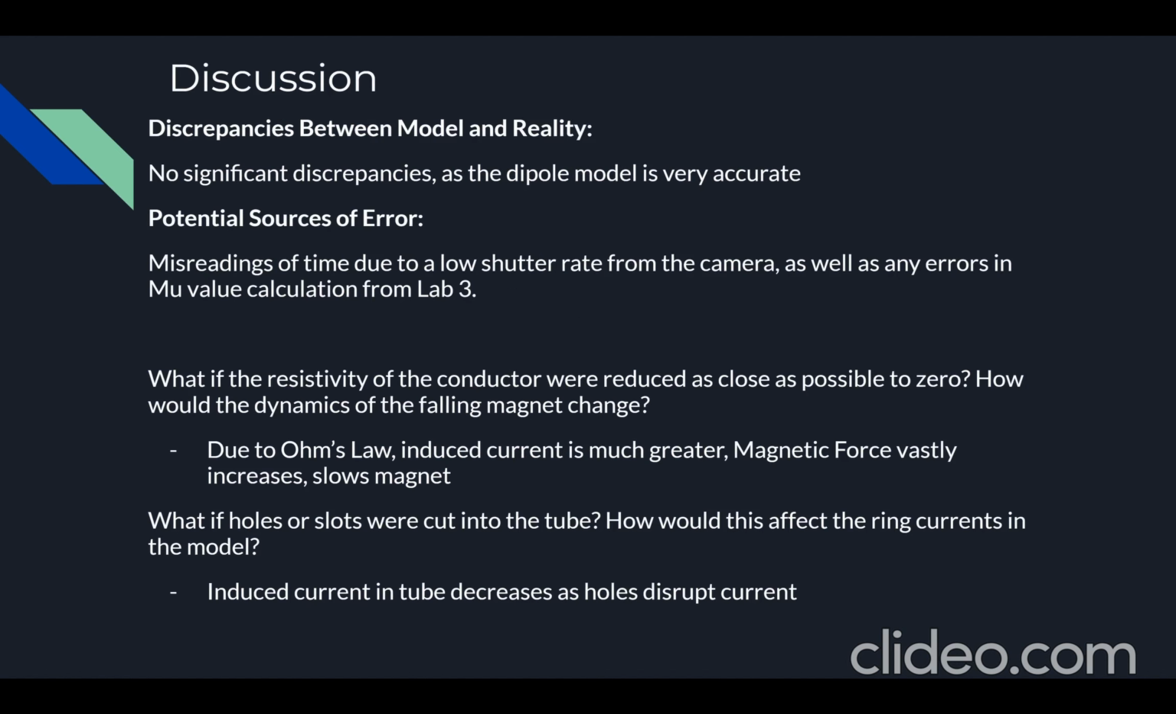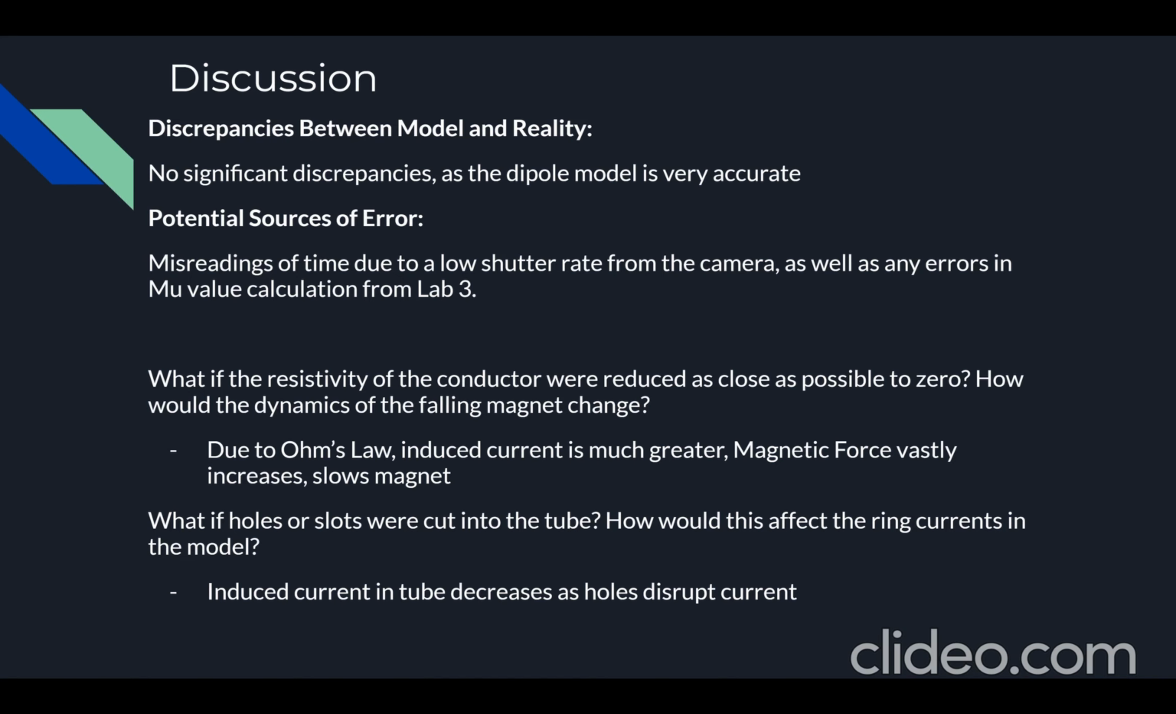And finally, there aren't really any discrepancies in the model. The only sources of error are kind of from the shutter rate of the camera or any errors in mu value calculation in lab 3. What if the resistivity was reduced to as close as possible to 0? The induced current would be much greater and the magnetic force would be much greater, which would slow the magnet a lot, maybe even to a stop.